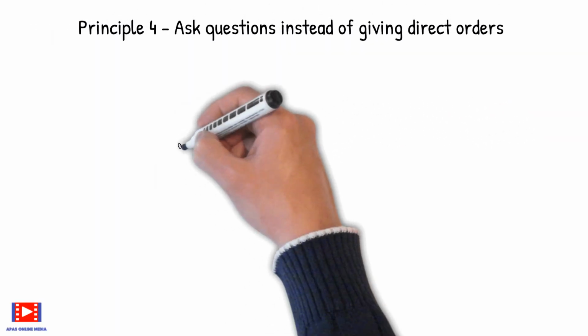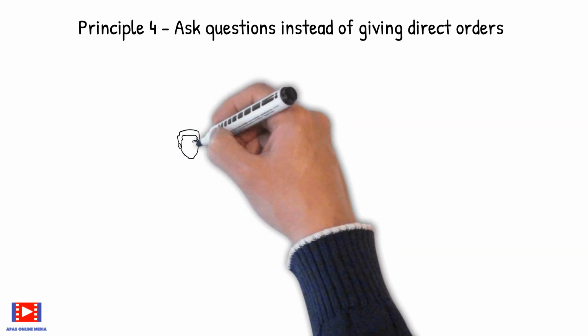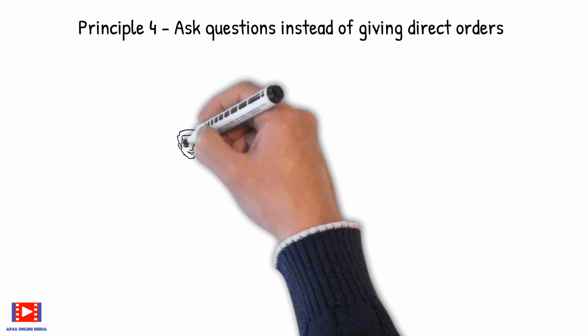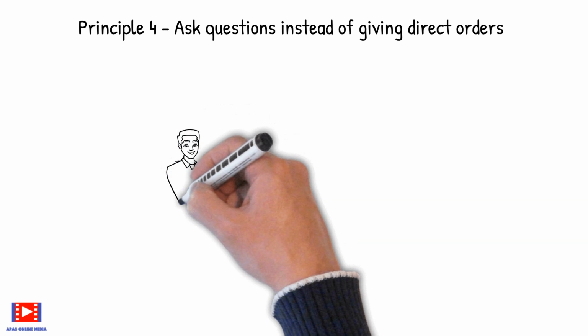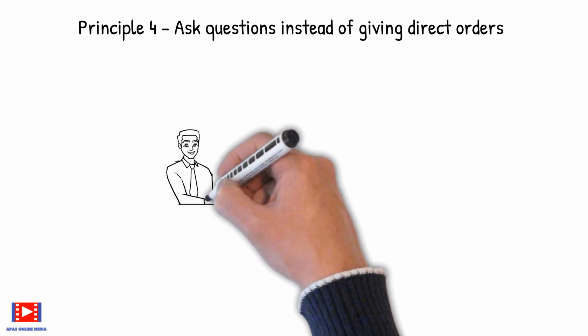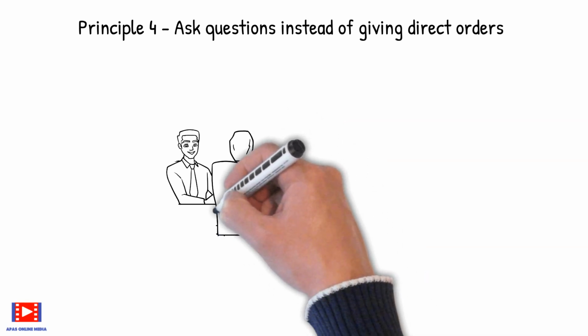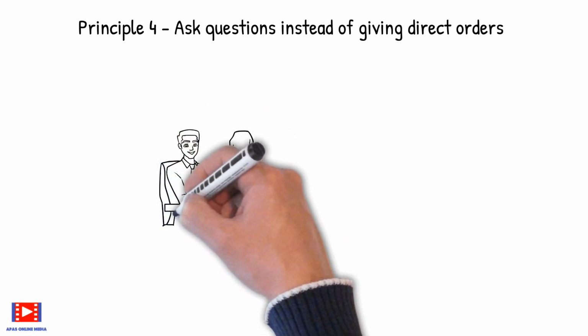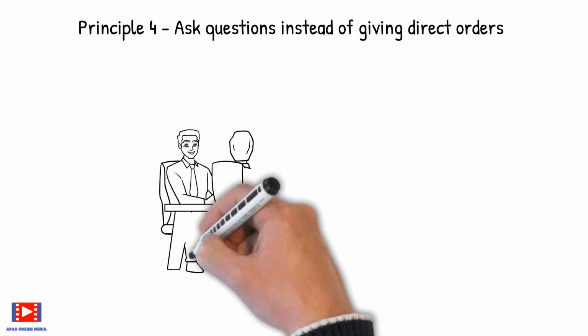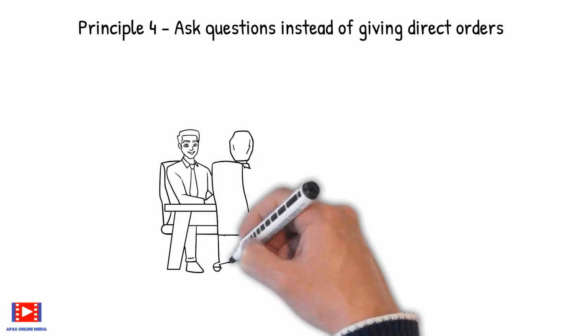Principle 4. Ask questions instead of giving direct orders. Let's be honest about it. No one likes to take orders. Instead of giving direct orders, we can always ask questions. Something like, "What do you think of this?"